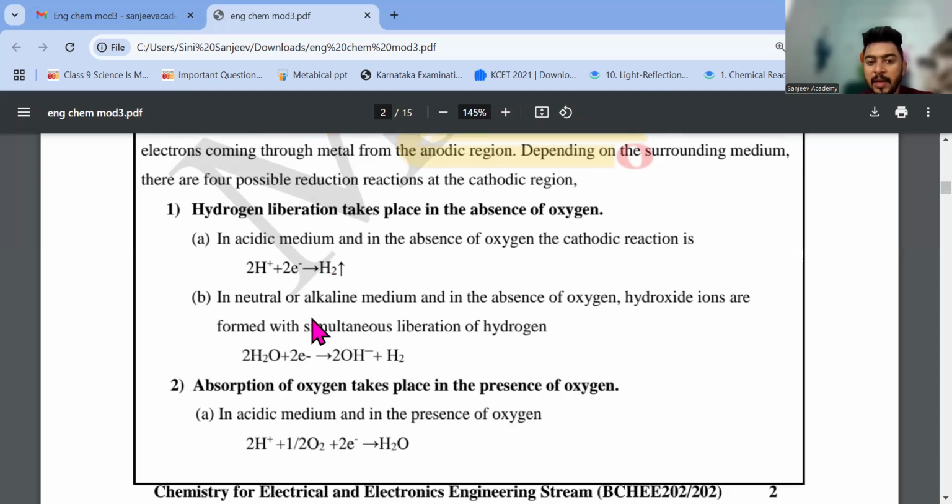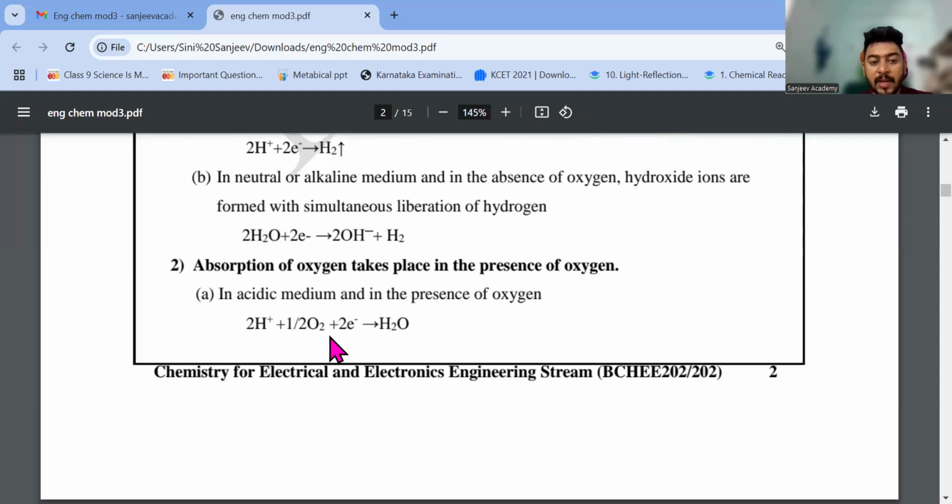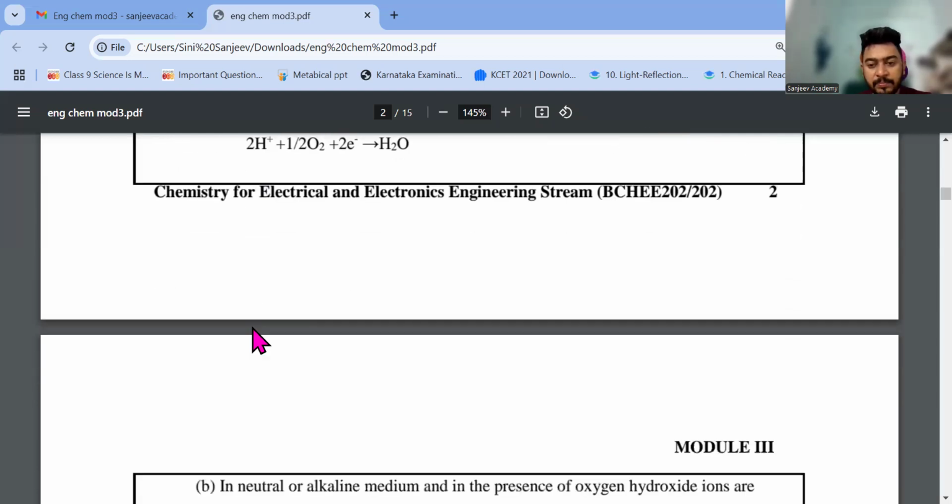Then in neutral or alkaline medium, in the absence of oxygen, what is happening? OH minus ions are formed. And in the presence of oxygen, then it will be what? H plus ions, acidic medium. H plus, we all know it is acid; OH minus, we know it is base.